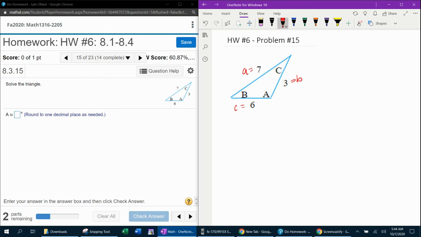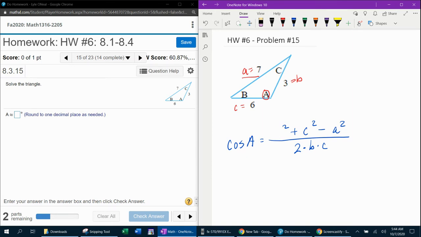And it's my preference to find the angles from biggest to smallest. So whichever side is biggest is going to be the angle that is biggest. So I'm going to start with the law of cosines, and I'm going to find angle A first. Now that formula says cosine A equals B squared plus C squared minus A squared all over 2 times B times C. And then all we have to do is plug and play.